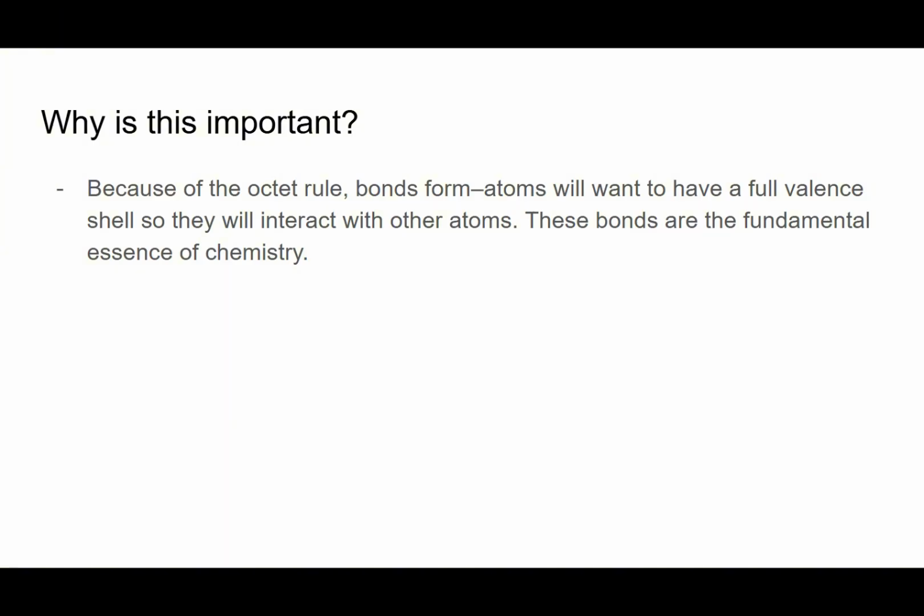So why is this important? Why does it matter how many electrons are in the valence shell? Because of the octet rule, or the duet rule, atoms will prefer to have 8 electrons in the valence shell. Because of that, atoms will form bonds with other atoms to gain more electrons or to lose electrons in order to get that full valence shell. And these bonds are extremely important to everything in chemistry. They essentially make up chemistry.